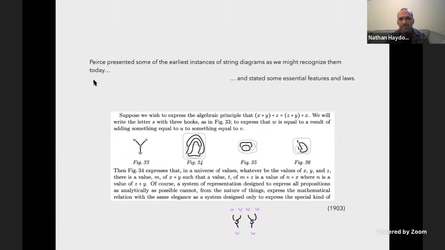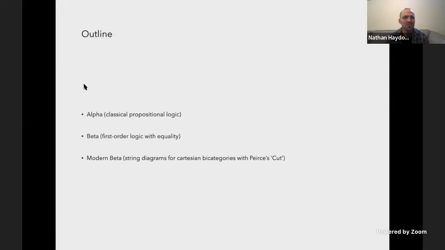Okay. We're going to start way back. So what's the outline for the talk? I'm going to talk first about the propositional case, a simplified version of Peirce's graphs. And then I'll add variables for first order logic. This Peirce called the beta variant of his graphs. And then I'll give a modern presentation that appeals to string diagrams for Cartesian bicategories at the end.